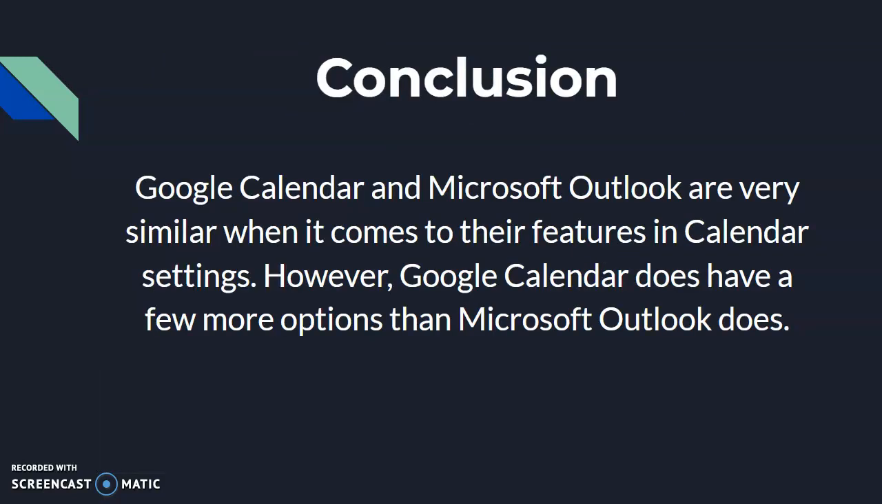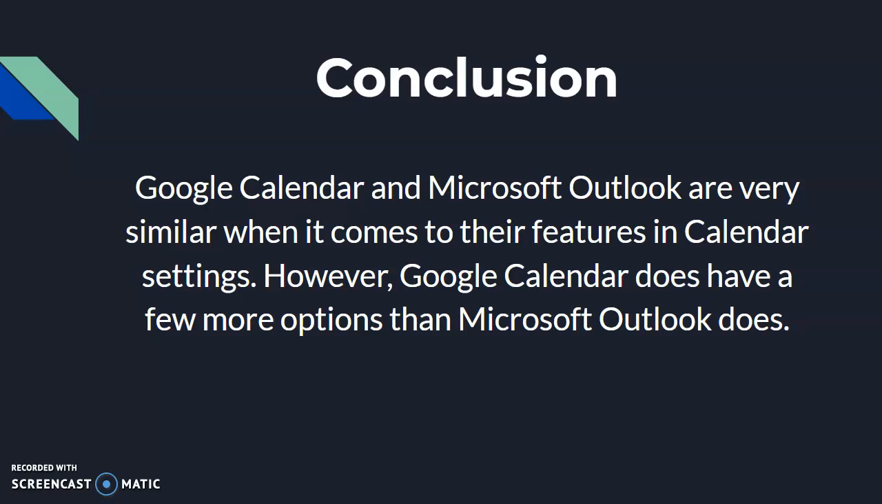So in conclusion, Google Calendar and Microsoft Outlook are very similar when it comes to their features and calendar settings. However, it does appear that Google Calendar does have a little bit more options than what Microsoft Outlook does, or at least that I am aware of, and I do utilize it on a daily basis. Like I said, I believe that Google has a whole team that is constantly updating, whereas it's not that Microsoft necessarily doesn't, it's just that they're not as verbal or as quick about updating things.